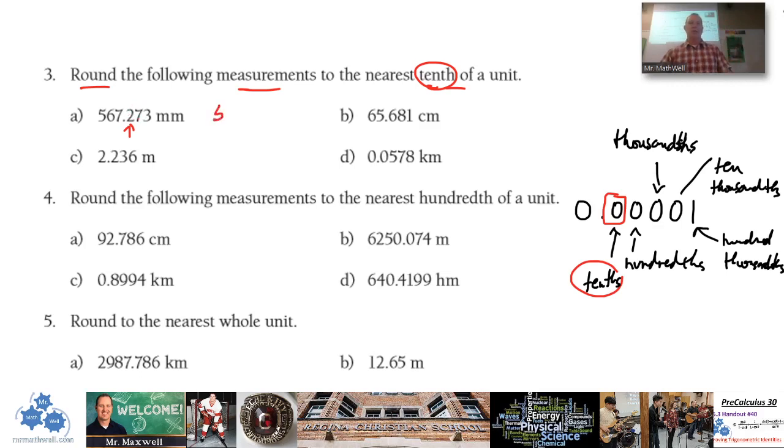So this one is actually, when we round it, 567.3 millimeters, right? Because 7 is greater than 5, so this goes up to the next one, goes up to 3. That's what it's closest to. That's really what you're asking.